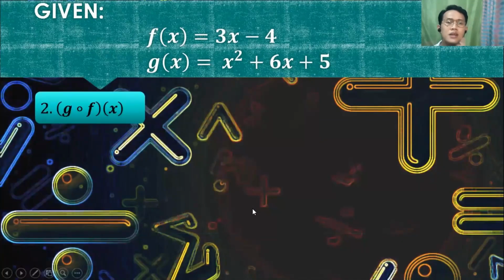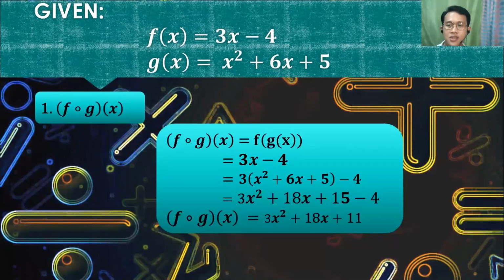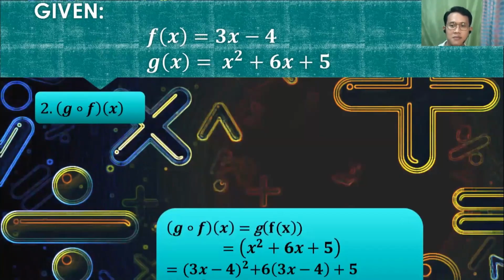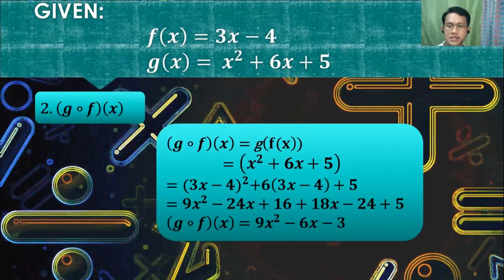Number two, how about if it's the reverse? Let's see if they will arrive at the same answer. Look at the answer here: it's 3x squared plus 18x plus 11. Situate it carefully to see if it's the same. Now, this is how we do it. We have f of x on the inside. So we will use g of x as the main equation, and then substitute your x's there with the f of x function.